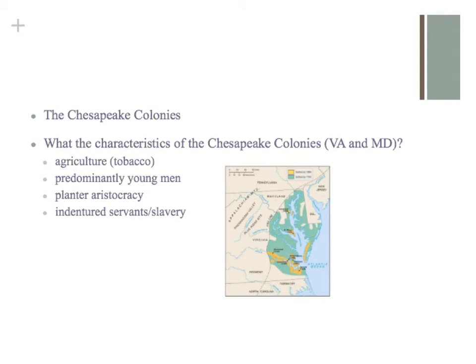Rolling on down the seaboard to the Chesapeake colonies and their characteristics. Remember the Chesapeake colonies of Virginia and Maryland. The big thing first is agriculture and the tobacco economy that was established there. That was their main form of making money and what really allowed these guys to prosper.